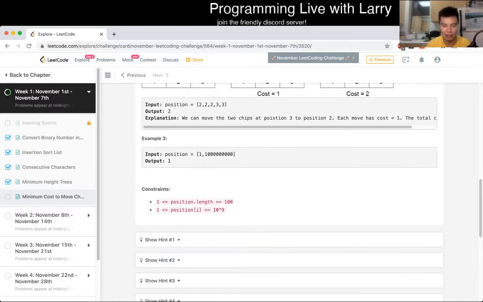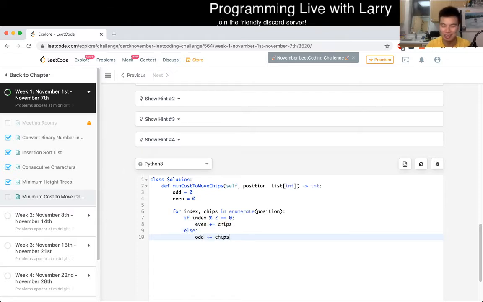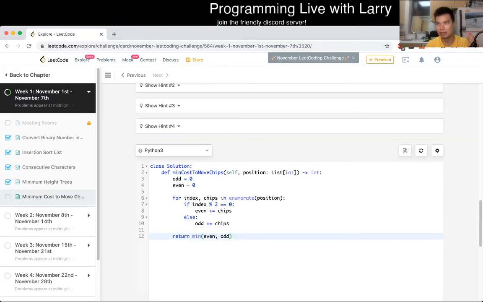So let's do it this way. Odd is equal to 0, even is equal to 0. For index, chips in enumerate position, if index mod 2 is equal to 0, we do even add chips, else odd add chips. You could also have used like an array of 2 elements or something like that. It doesn't really matter. And then now we just return the min of either one, because now you're moving from one to the other, right? For every chip that's an odd and even, the only way to get them together is to move 1 step, and then we just take the min of that.